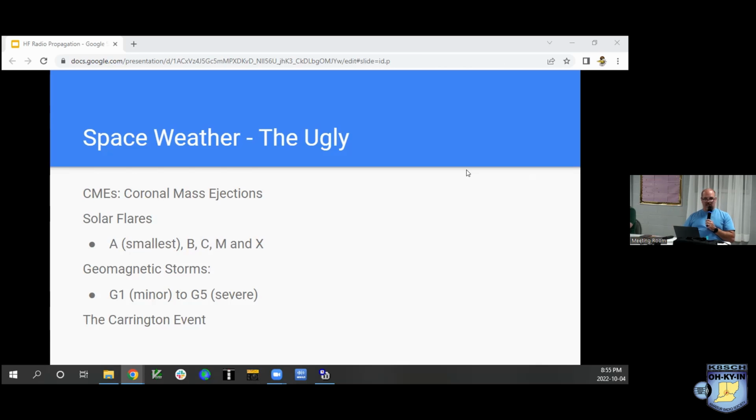Those go from class A. I'm not sure exactly what they are. The A, B, C, M, and X. But basically, A is the smallest and X is better turn your equipment off. And then those cause geomagnetic storms. G1 class is minor, all the way up to G5 severe. And so these things can actually cause major radio disruptions, communication blackouts, GPS disruptions.